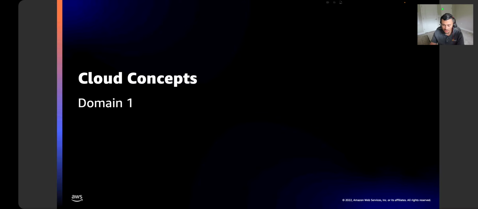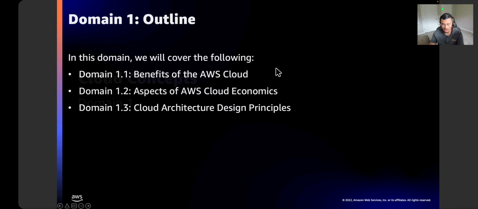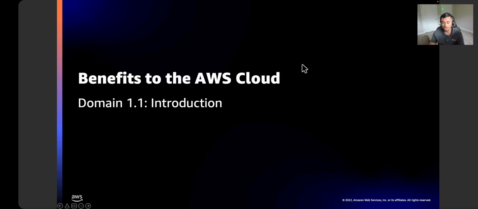Okay, so let's jump into domain number 1. And as we said, there are subdomains for each domain. So we'll talk about those different subdomains when we get to each of them, right? We'll start with benefits of the cloud. We'll then jump into cloud economics. And then lastly, design principles, right? So those are the 3 subdomains for domain 1.